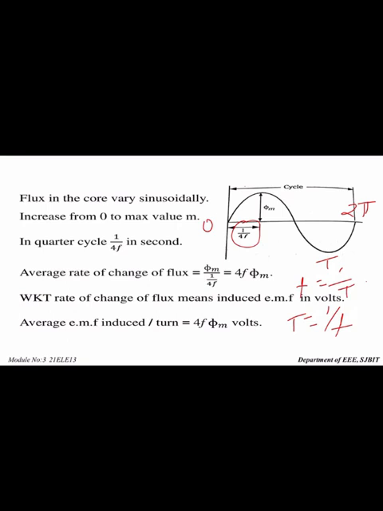The average rate of change of flux: obviously from 0 to maximum it is changing. So the average rate of change of flux is given by phi m by the time. Here the time will be 1 by 4f. If you simplify that, we get the equation as 4f phi m. Therefore, the average EMF induced per turn is given by 4f phi m in volts.